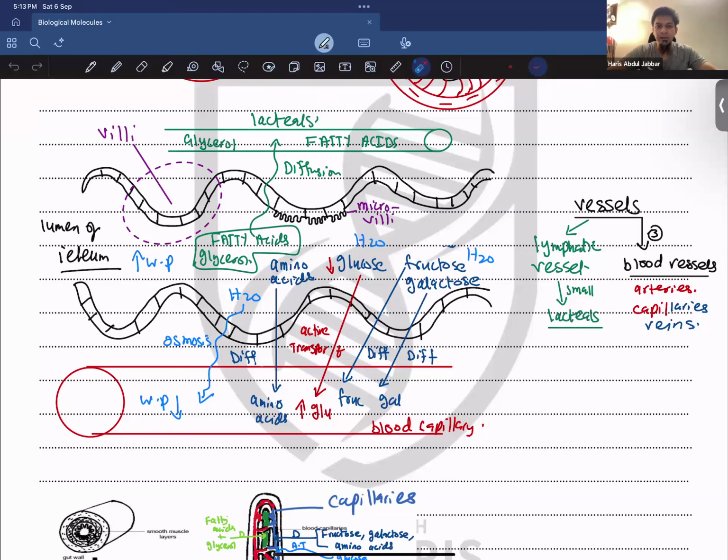Then the second thing we discussed is that whenever the glucose and all of the solutes go into the blood, the water potential of the blood is going to decrease. Why is the water potential of the blood going to decrease? Because there are solutes entering it. Okay?